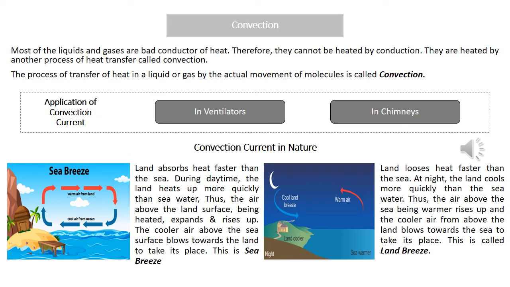Because ventilators are there to remove the warm air from the room, isn't it? So what happens? Warm air is lighter, it rises up, so from the ventilators it can easily escape out. It will move out. If ventilators will be down near the floor, what will happen? All the warm air will remain in the room and person will feel suffocate, isn't it?